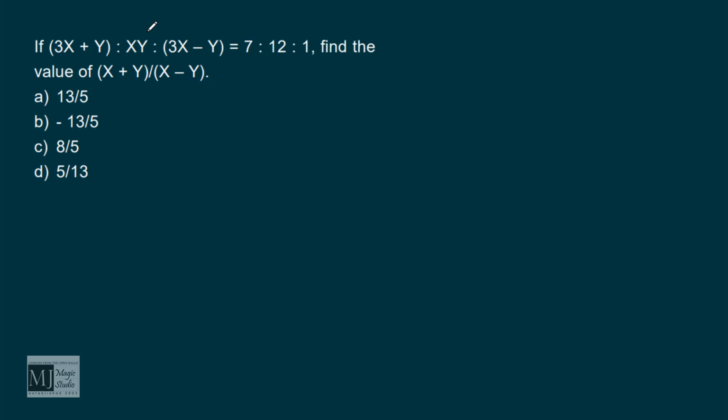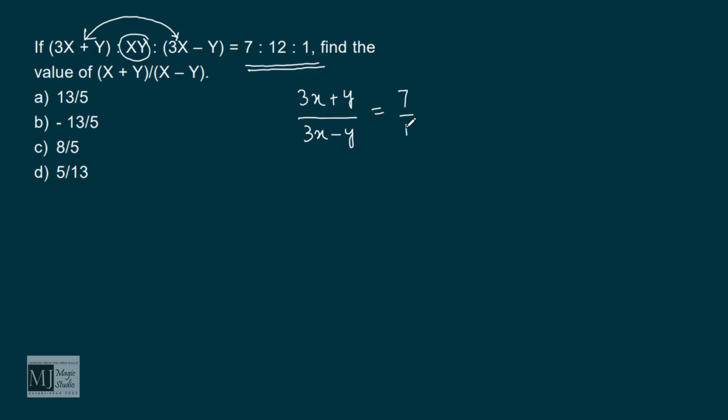3x plus y is to xy is to 3x minus y is 7 is to 12 is to 1. Now here is a little gimmick. What we should be doing with x and y? Nothing. You just look at the corner numbers. It is 3x plus y and 3x minus y. We can use this only. 3x plus y upon 3x minus y is 7 by 1.